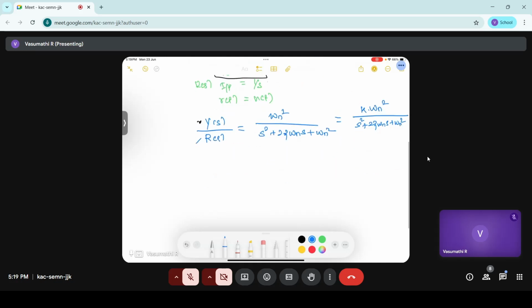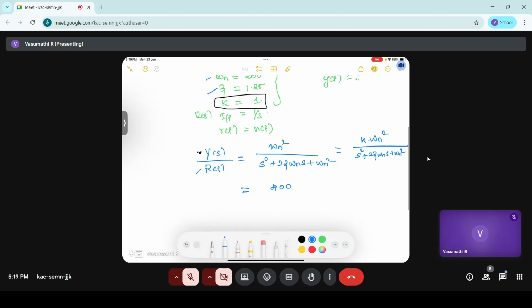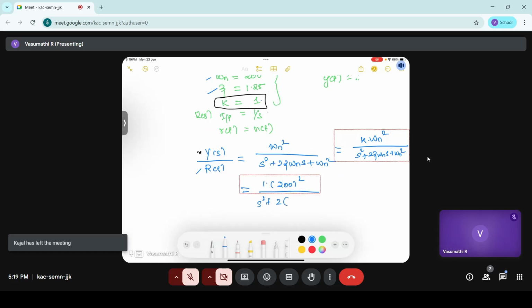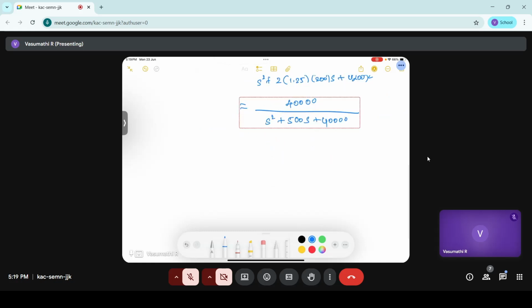Right. Now I'm going to substitute everything. Omega n square will be 40,000, or I will write it in terms of 200 square into 1 divided by s square plus 2 zeta omega n s plus 200 square, where zeta is 1.25. With 1.25, you should know that this is an overdamped system, greater than 1, and omega n is 200. Right, good. Now I'm going to write the simplified terms: s square plus 500s plus 40,000. Since we are in the learning stage, I am going one by one. Once you know how to solve by yourself, this will be easy for you. It won't take this much time.